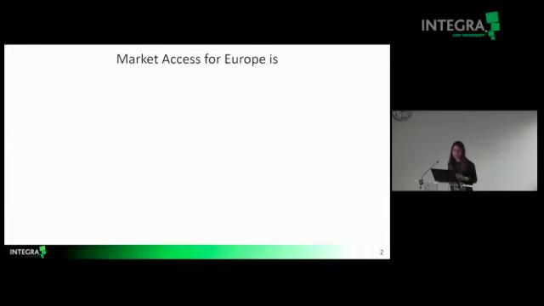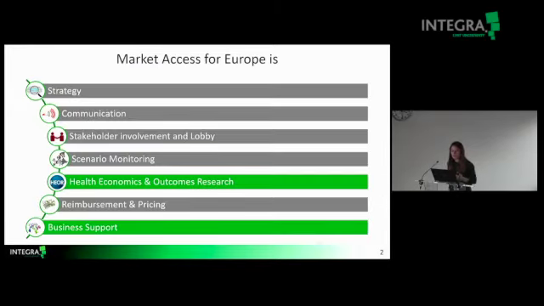Let me introduce our team to you. We're from the market access team. This team has several missions, from communication to reimbursement and pricing or scenario monitoring. But generally speaking, what we try to do is to address the needs of one new stakeholder that is taking an increasing role in health decision making: the payer.